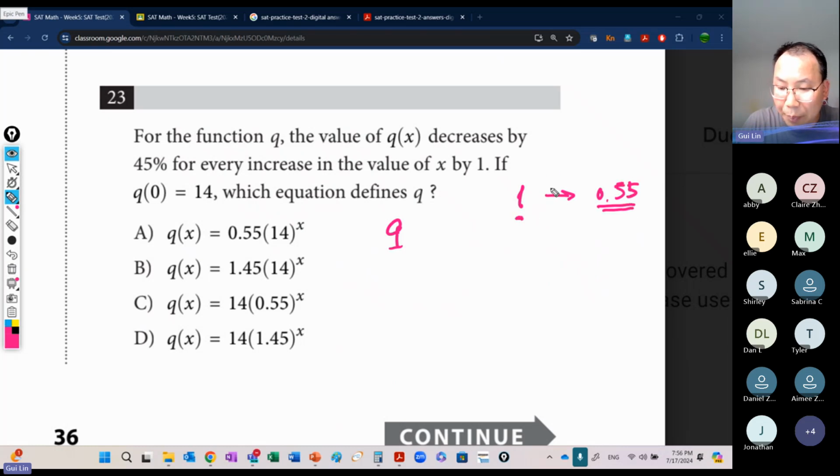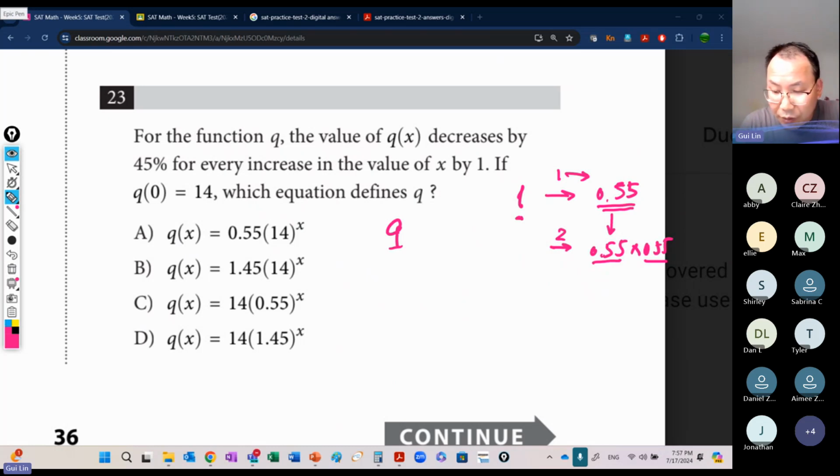If we initially have 1, they increase x by 1, and then it changes to here, right? If we increase one more time, it will change again. But the first step, the first increase by 1, became 55%. Increase 2, it goes down by 45% times 55%. So it means it decreases 45% again, right?